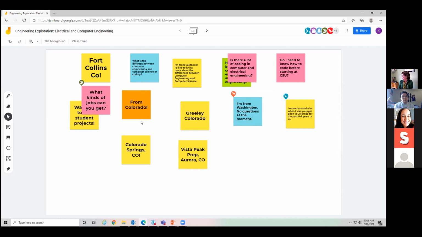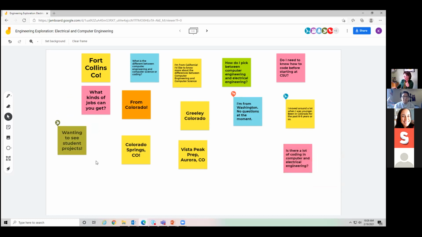Do I need to know how to code before starting at CSU? Another very good question. The answer is no, but you'll have lots of opportunities to learn coding as part of this program too.